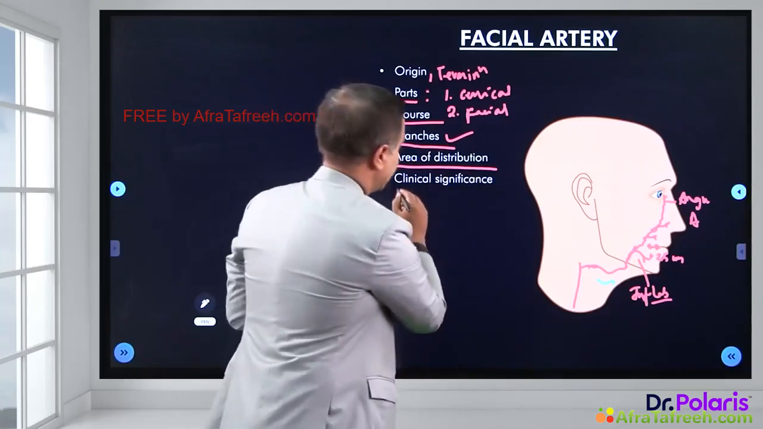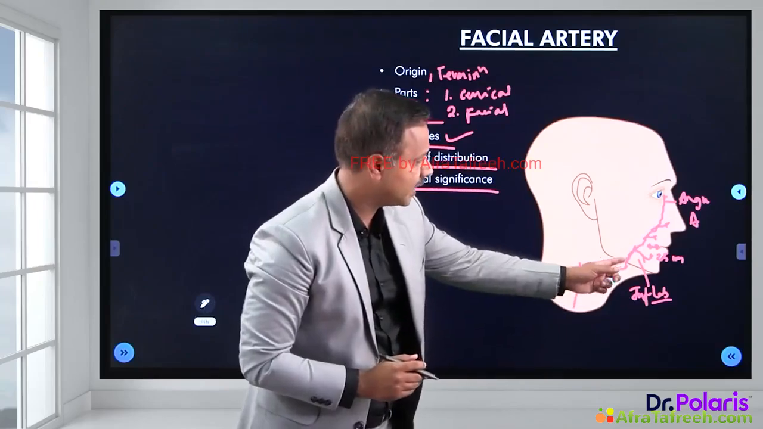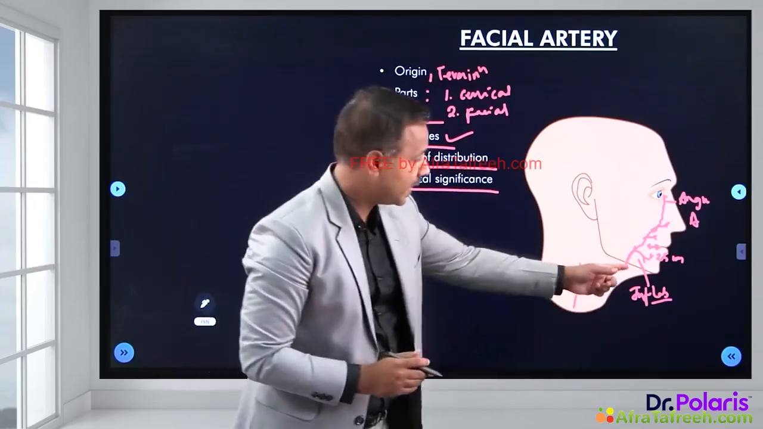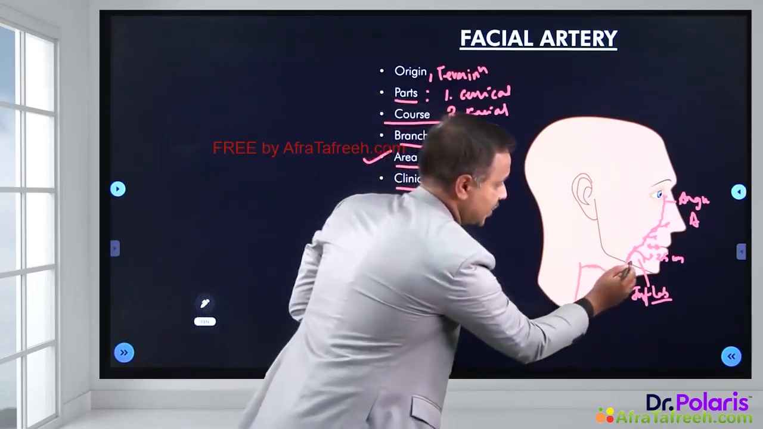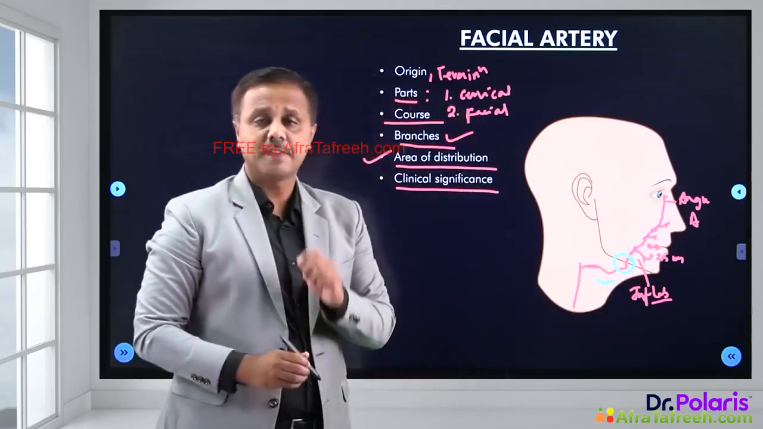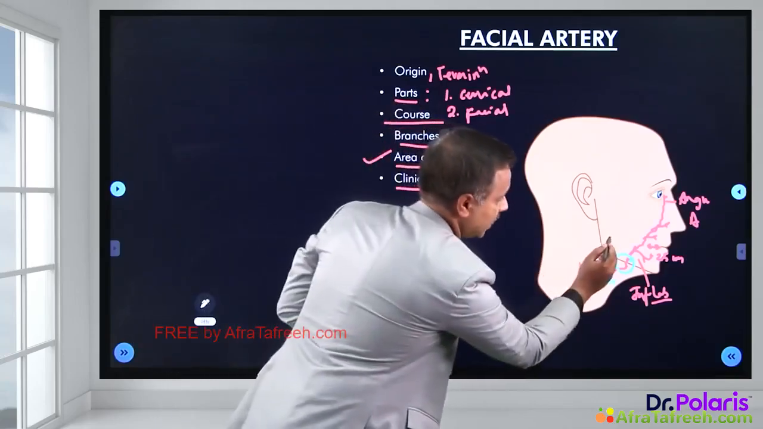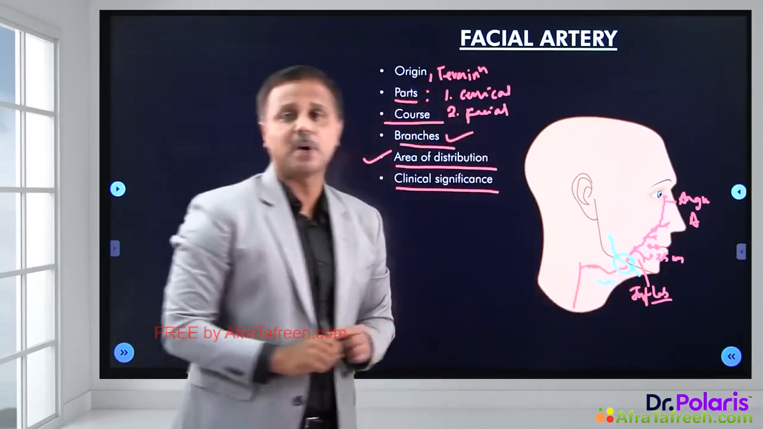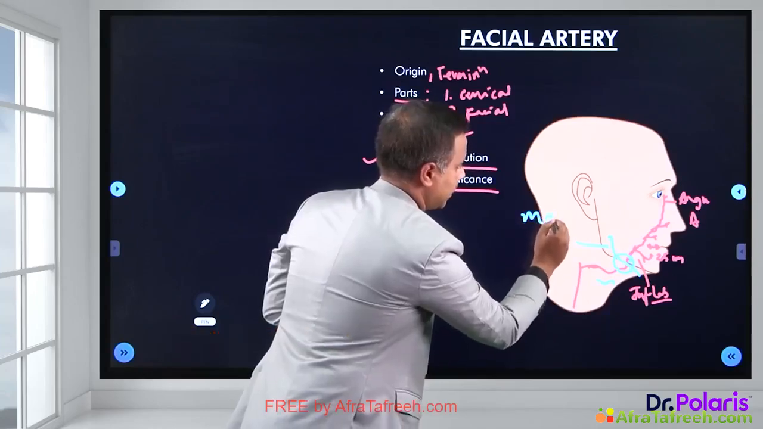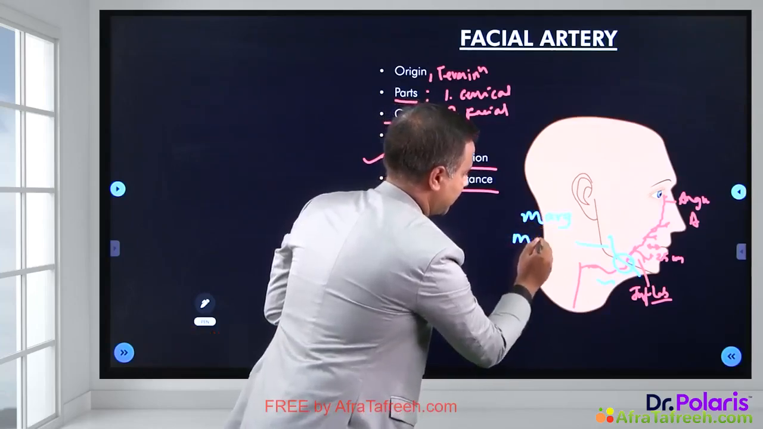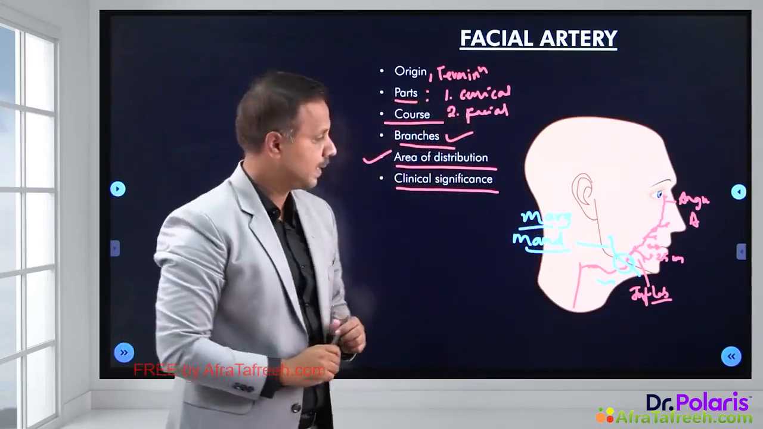What about the clinical significance then? We said that the facial artery enters into the face by winding around the lower border of the mandible. Now at this region, the facial artery is crossed by one important nerve. Now this nerve is the marginal mandibular branch of facial nerve.